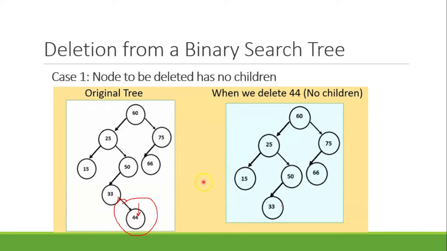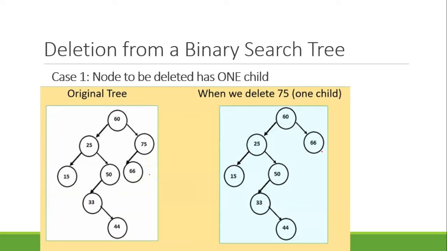So this is the tree after deletion. Again, this tree is a binary search tree, satisfying all the conditions of a binary search tree. So if a node to be deleted doesn't have any children, just delete that node right away. That is the easy case. Then the node has one child.